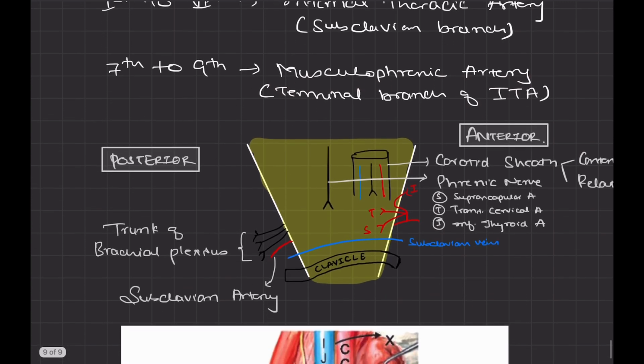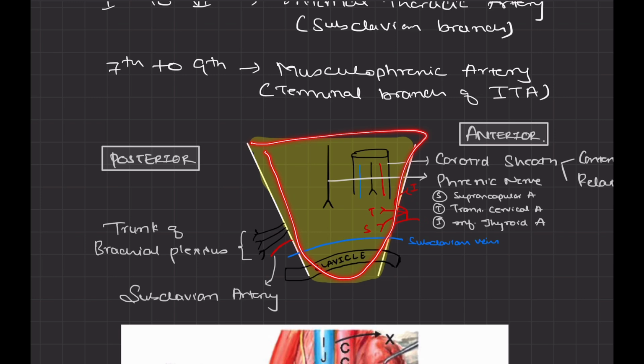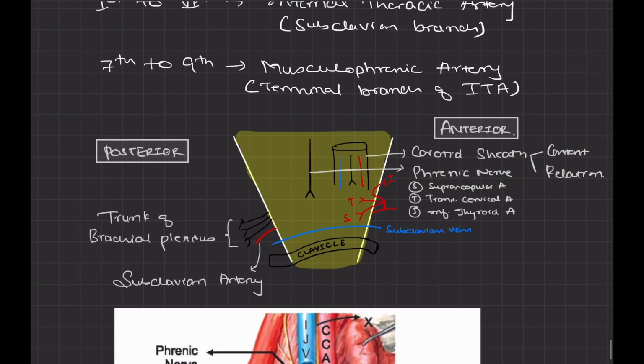Now coming to the scalenes anterior muscle, its anterior and posterior relations. The anterior relation is the carotid sheath and its content, and the phrenic nerve. And the branches of the thyrocervical trunk, there are three branches: SIT, S is the suprascapular artery, T is the transverse cervical artery, and I is the inferior thyroid artery. Remember, the subclavian vein is also superficial, along with the clavicle, and comes in the anterior relation. In the posterior relation, only two things will come, that is the subclavian artery and the trunks of the brachial plexus.